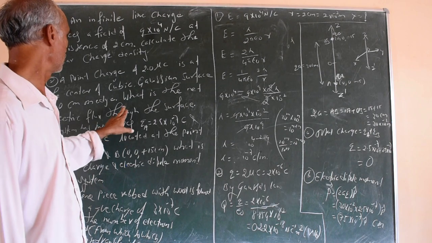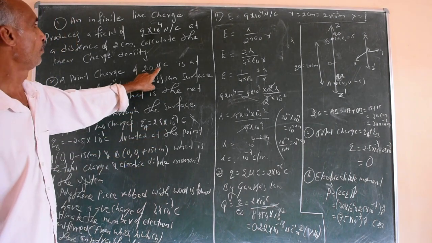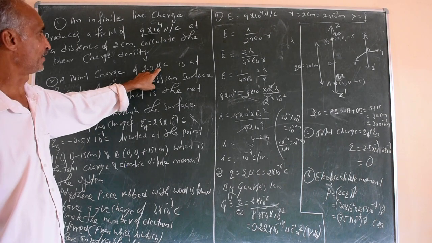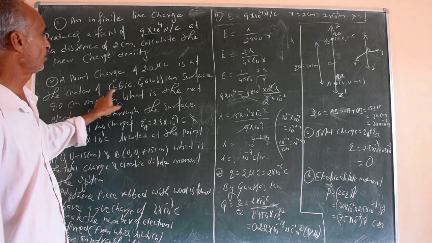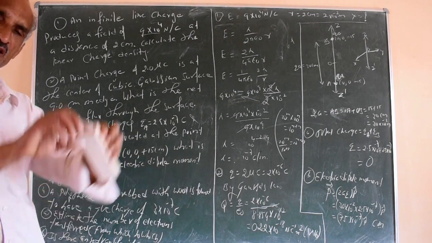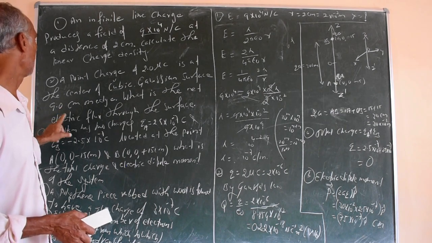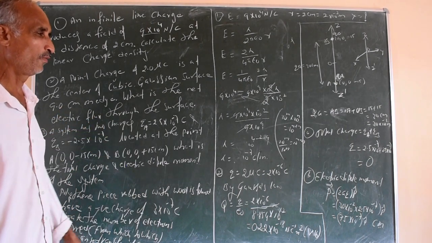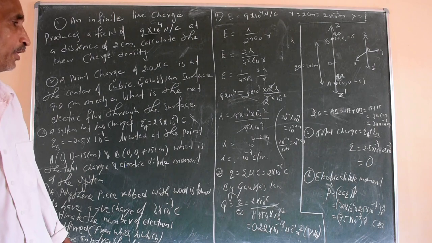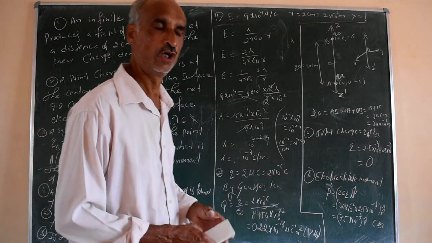Microcoulomb. Micro means 10 to the power of minus 6 coulomb. A charge of 2 microcoulomb is at the center of a cubic Gaussian surface. So the charge is placed inside a cubic box. What is the net electric flux through the surface? A simple question. Use Gauss's law. Q is equal to 2 microcoulomb, which is 2 into 10 raised to minus 6 coulombs.